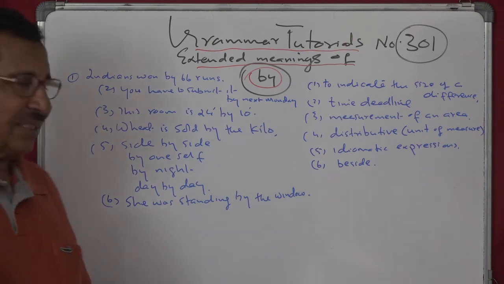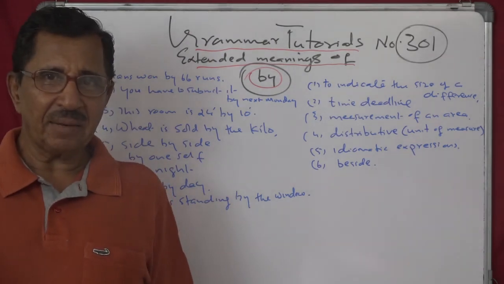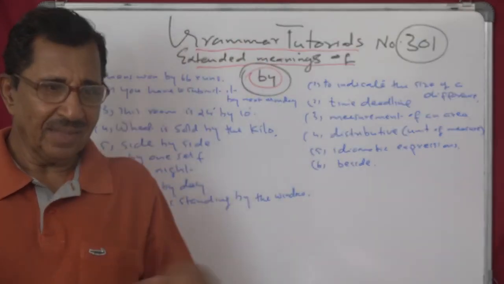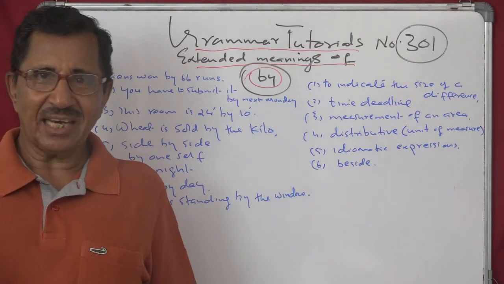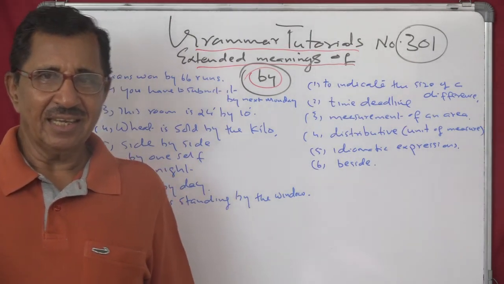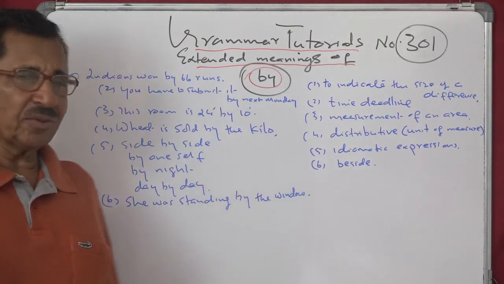By means beside. I was standing by a drum. There was a huge drum. I was hiding. I was hiding by a drum. By the side of a drum, I was hiding. The thing is very clear to you, no problem. Okay. This is the extended use of by.